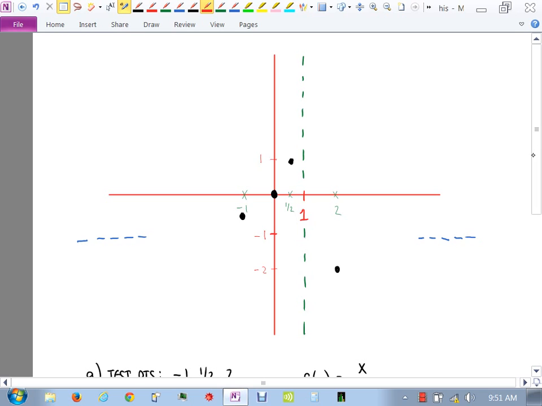I say, remember, you cannot cross a vertical asymptote. Horizontal asymptotes are like magnets that pull your function toward them at the ends of your graph only. And you can only cross the x-axis at your zeros. That's a big one. You can only cross the x-axis at your zeros.